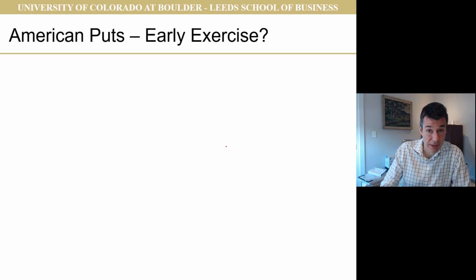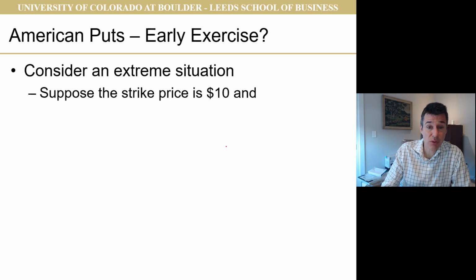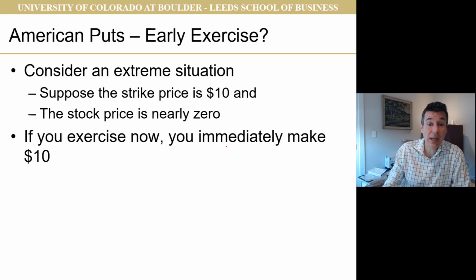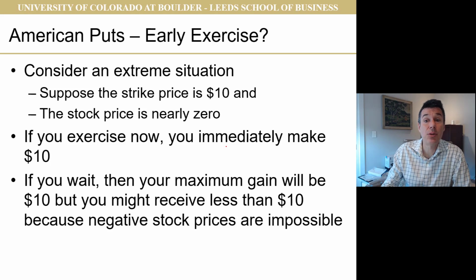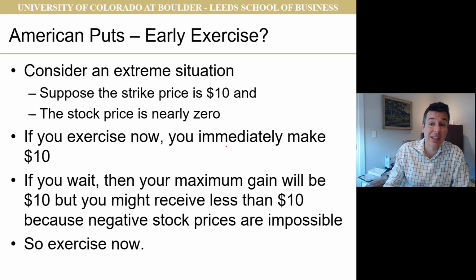Finally, we should talk about puts, just to show that this doesn't work for puts. So take an extreme situation. Strike price is 10, the stock price is basically 0. If you exercise now, you make $10. If you wait, the maximum gain is $10, but you might receive less than $10 if the stock price goes up. You'd rather exercise now than wait. Why? Because you're going to get $10 now, and that's worth more than $10 later, even if you knew with certainty, let's say the stock had defaulted, and so it was always worth 0. Generally, $10 now is worth more than $10 in the future. Of course, embedded in here is that interest rates are positive.